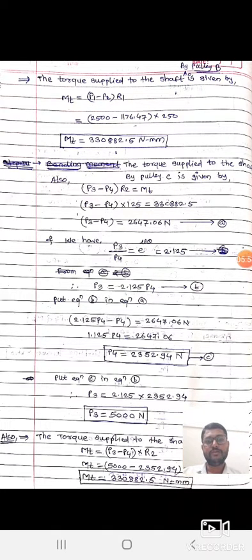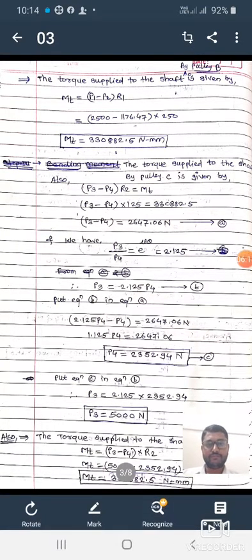Similarly, the torque applied to the shaft by pulley C is also given by P3 minus P4 into R2, equal to MT. We know that radius R2 is 125 and we have already calculated the value of the torque, that is the torsional moment, 330,882.5. From this we assume this equation A, that P3 minus P4 is 2647.06 Newton.